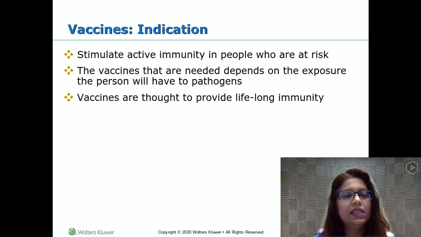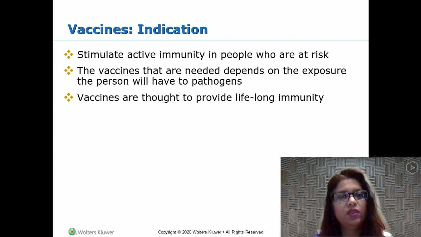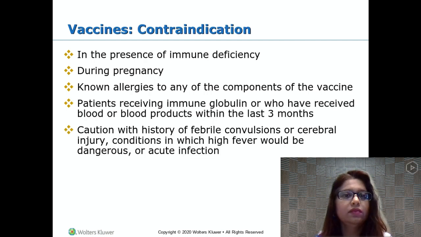All right. Vaccine indication. Why would you want to give vaccine to your patients? To stimulate active immunity in the patients who are at risk. The vaccines given depend on the exposure the person will have to the pathogens. Vaccines are thought to provide lifelong immunity.